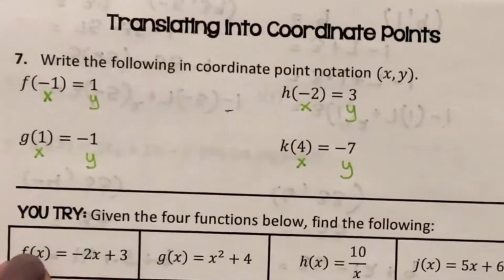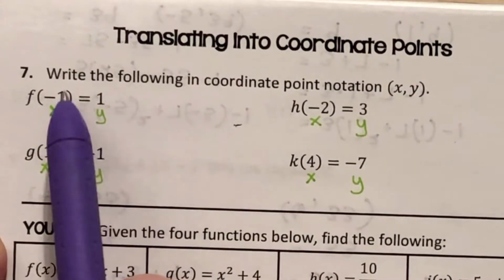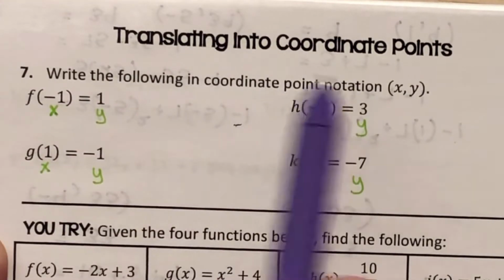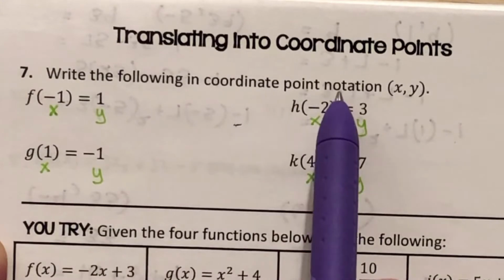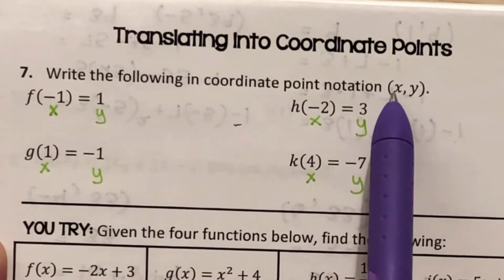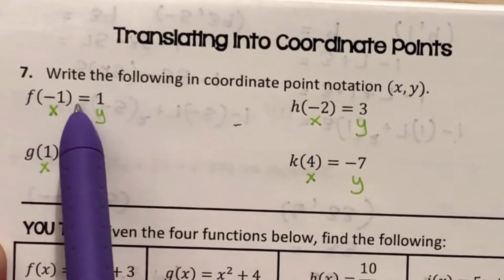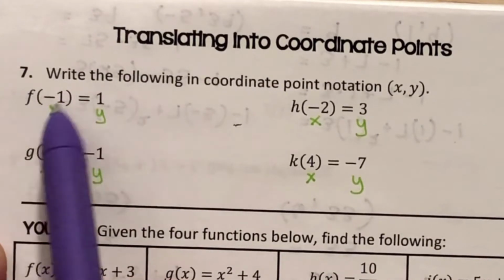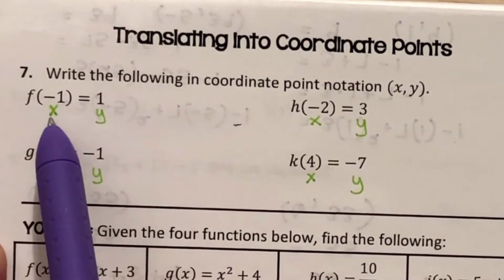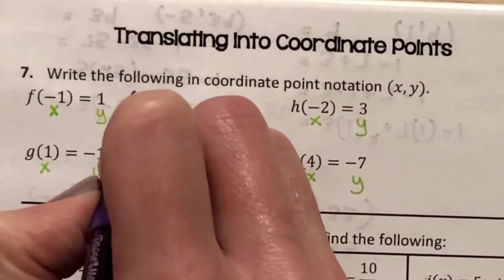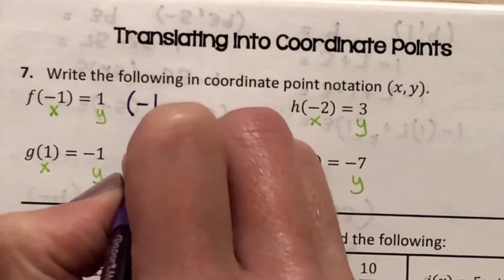So let's go ahead and practice translating these basic function notations into coordinate points. Write the following as a coordinate point. Remember, x is my input, y is my output. f of -1 equals 1. Well, whatever is inside the parentheses is my input, my x, and whatever comes out is my y. So this would be the point -1, 1.